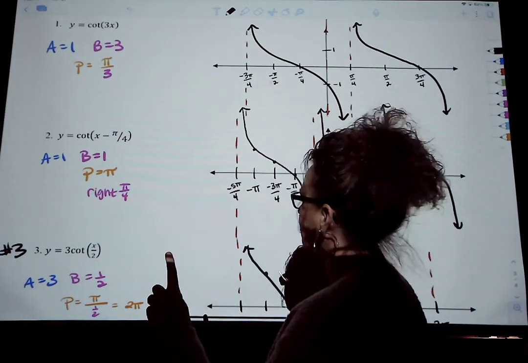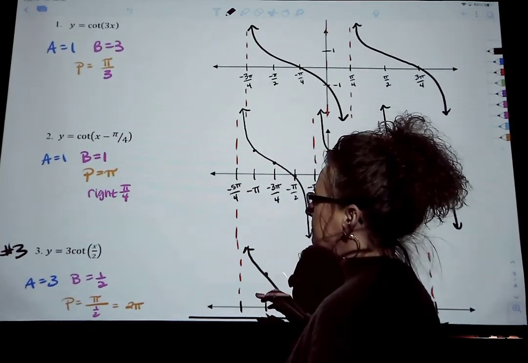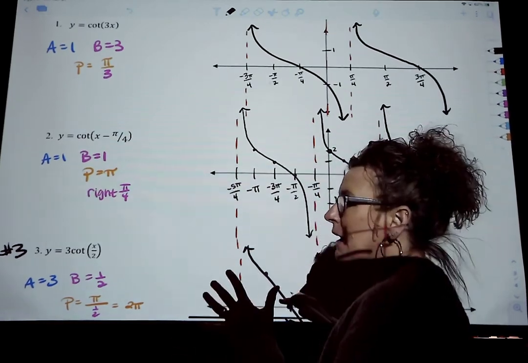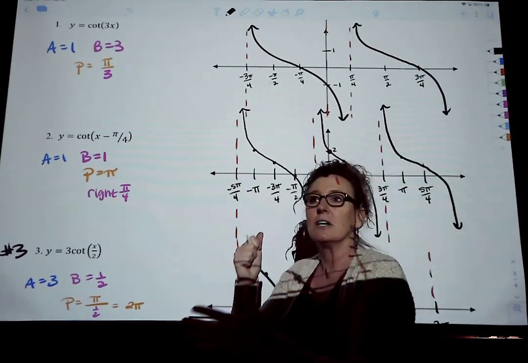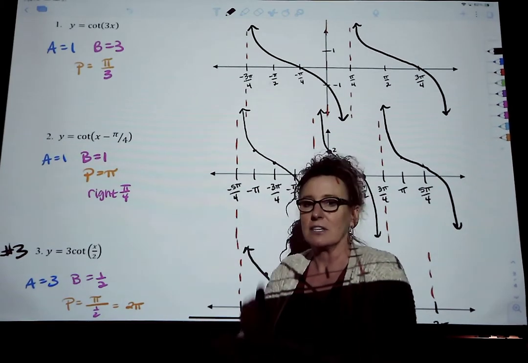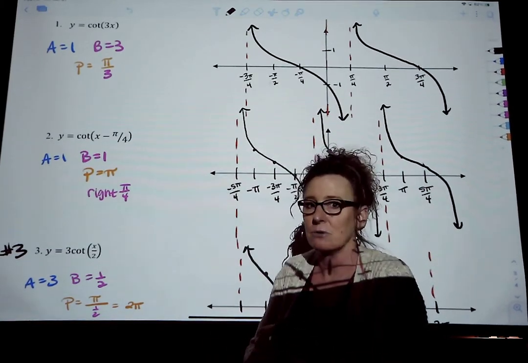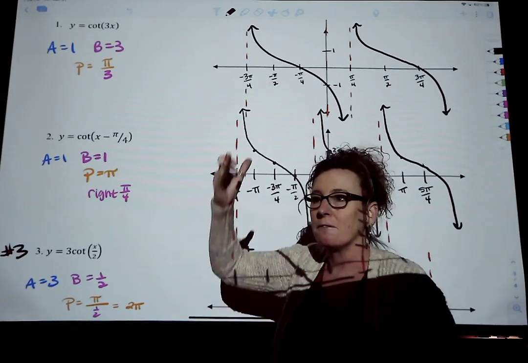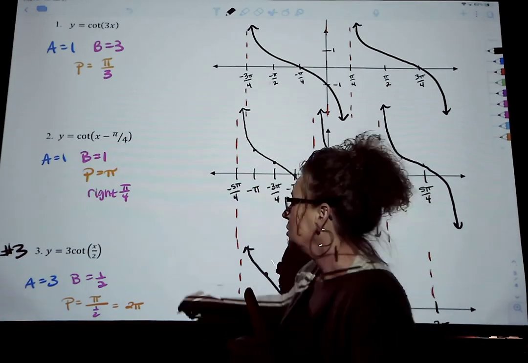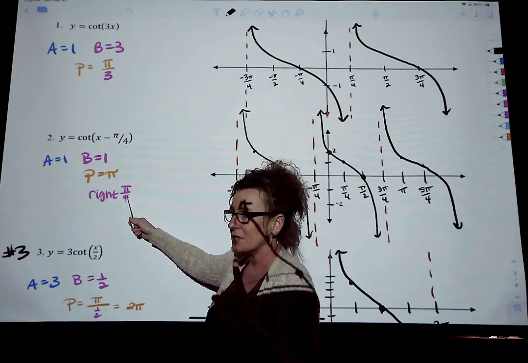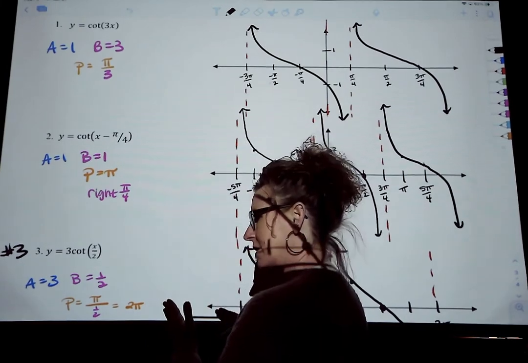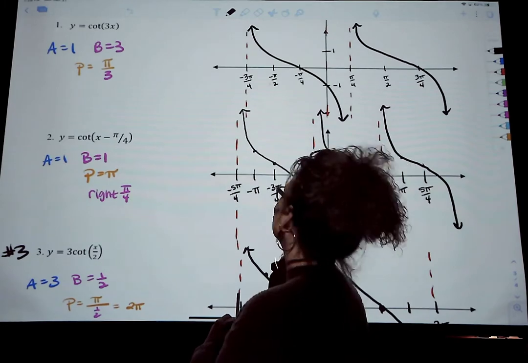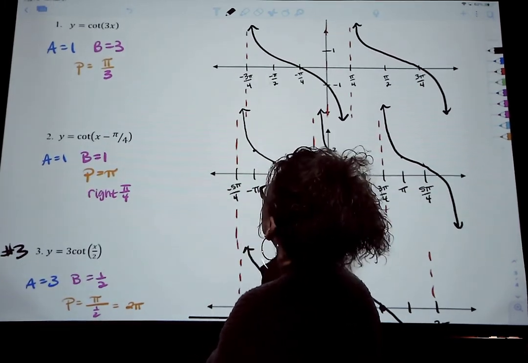Okay. Ooh, we need to talk about a shift here. So on this one, the period is pi. It's been moved right pi over 4. Keep in mind, the cotangent graph itself doesn't cross at the origin. The asymptote does. The asymptote for cotangent falls at the origin. So, do you see an asymptote that has been moved from the origin right pi over 4? I think it's graph number 1.